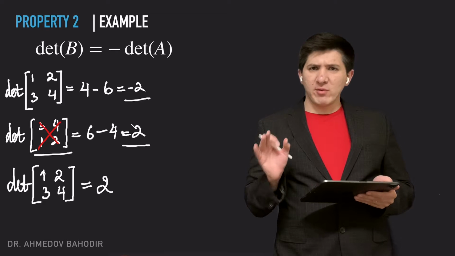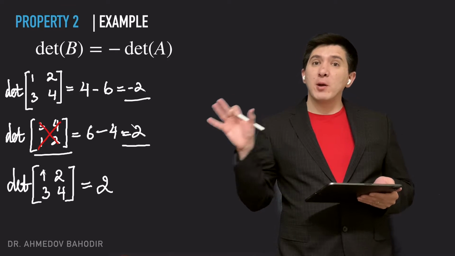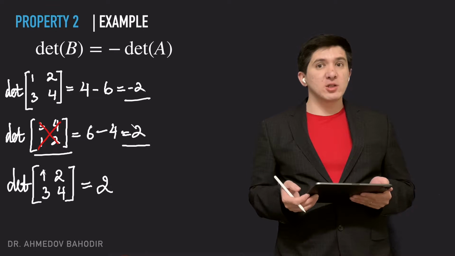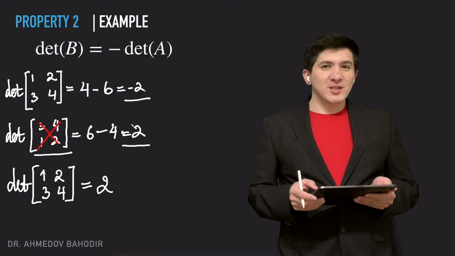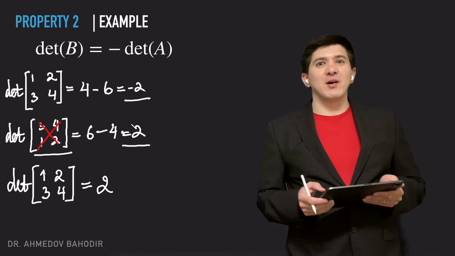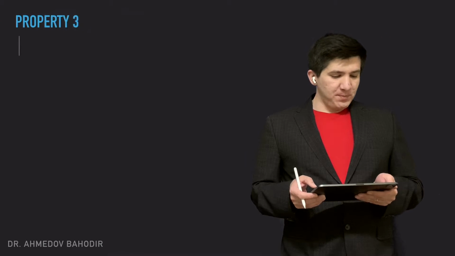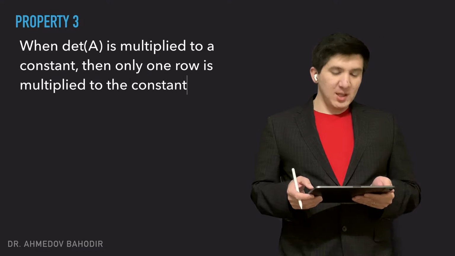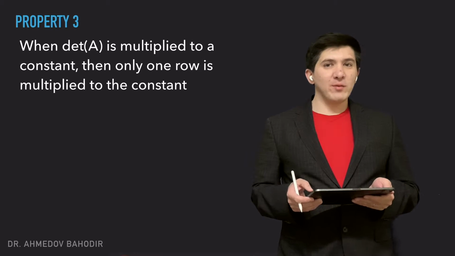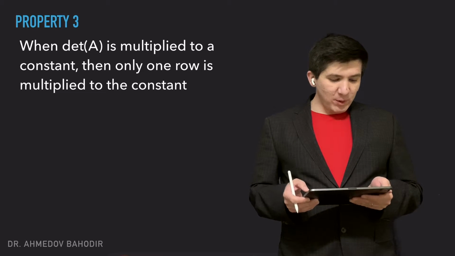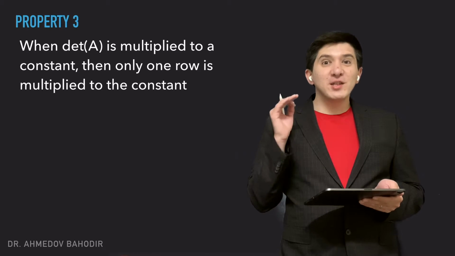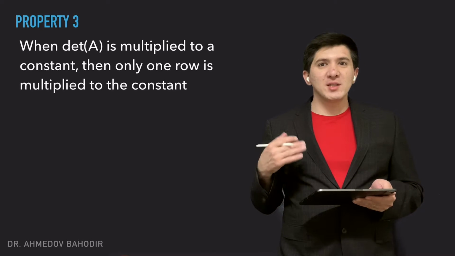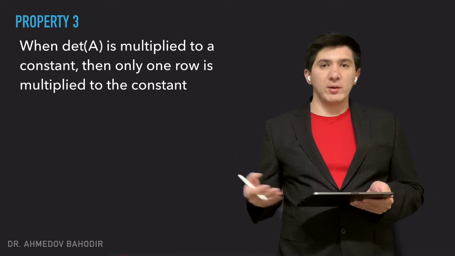So it's really important for us to understand how the permutation operation is going to change the determinant, because it appears we can find the determinant using Gauss-Jordan elimination. So property number 3 is important. It tells you that if you multiply a determinant by some constant, it will be just the multiplication of this constant to one of the rows.